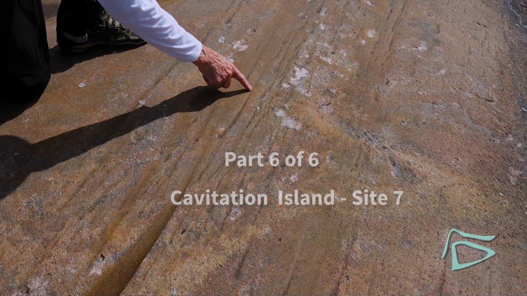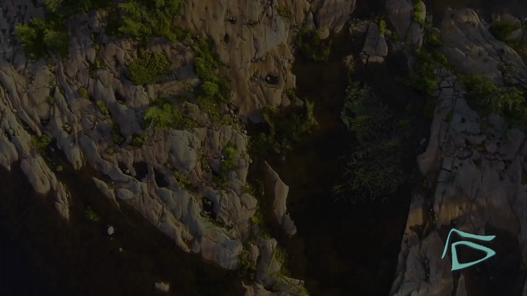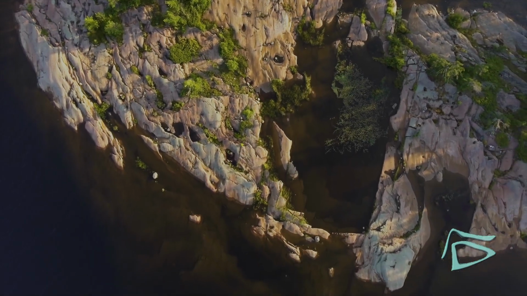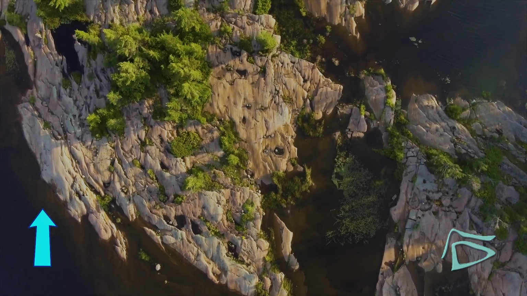Cavitation Island Site 7 has special erosion forms. We observe different interlinked erosion forms. Notice curvilinear plucking at red lines.